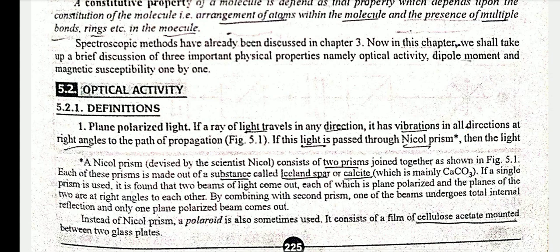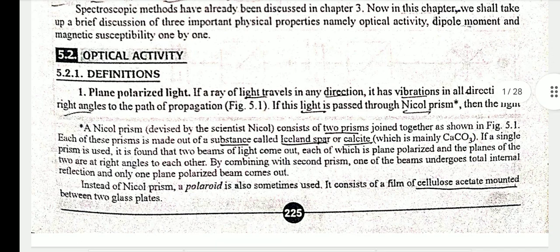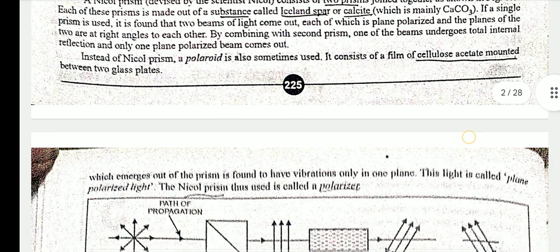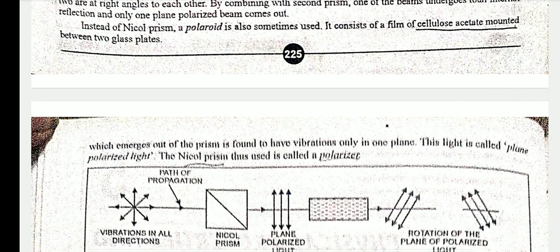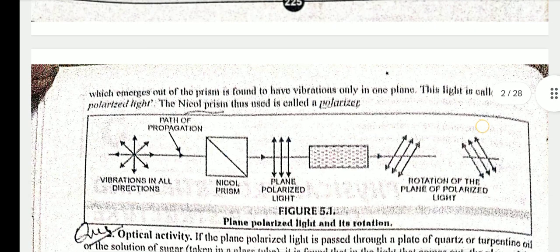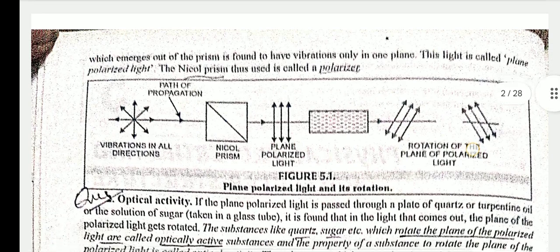First one is plane polarized light. If a ray of light travels in any direction, it has vibrations in all directions at right angles to the path of propagation. If this light is passed through a Nicol prism, then the light which emerges out of the prism is found to have vibration only in one plane. This light is called plane polarized light. The Nicol prism thus used is called a polarizer.